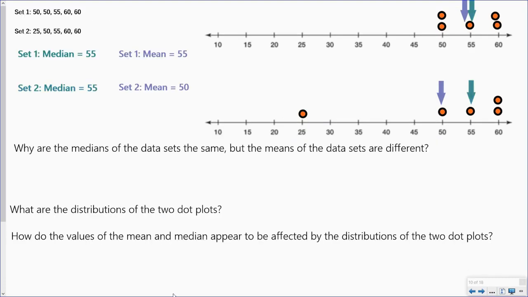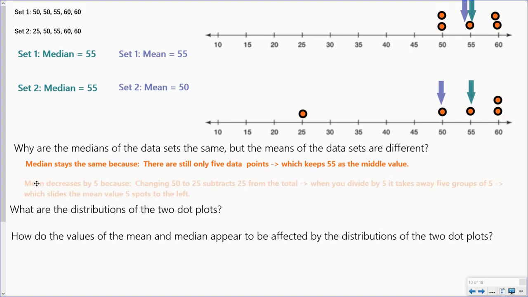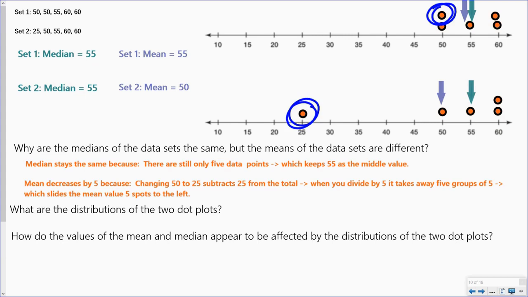Why are the medians of the data sets the same, but the means of the data sets different? Well, the medians stay the same because there are still only 5 data points, which keeps 55 in the middle of those. The mean decreases by 5 because changing from this 50 to this 25 subtracts 25 from the total. And when you divide by 5, that's taking away 5 groups of 5, which then slides the mean value 5 spots to the left.